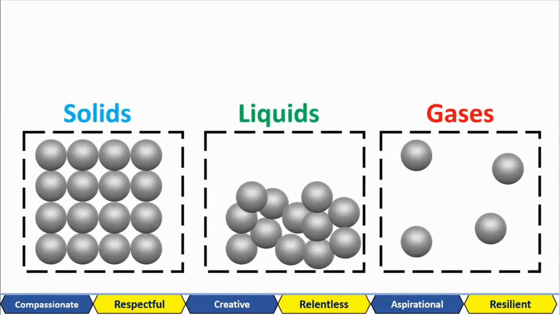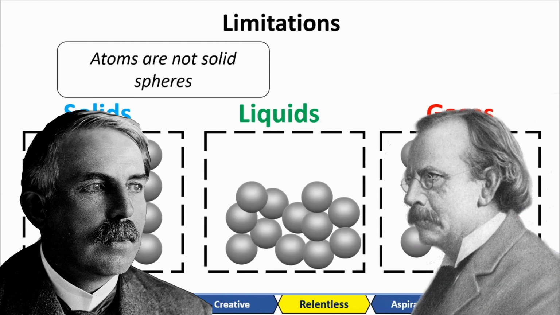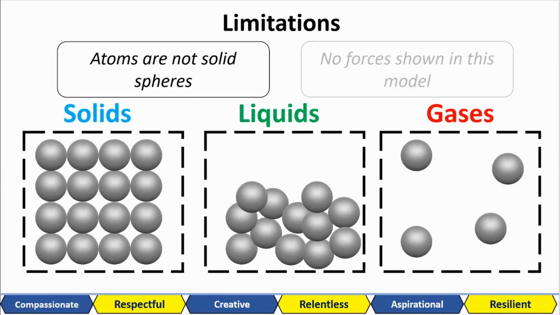You also need to know the limitations of this model of the states of matter. We covered the different atomic models in detail in this lesson. Click that video to be transported over there. The first limitation is that atoms are not solid spheres. Remember, J.J. Thomson and Rutherford disproved that idea. Also, the forces between the atoms are not accounted for, so we can't really get a sense of the forces attracting them.